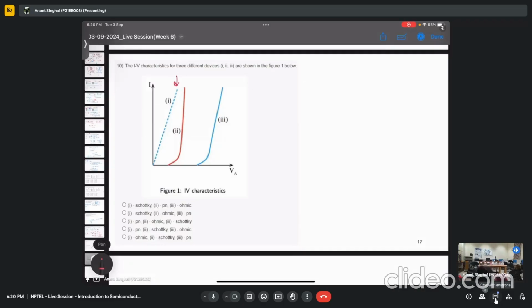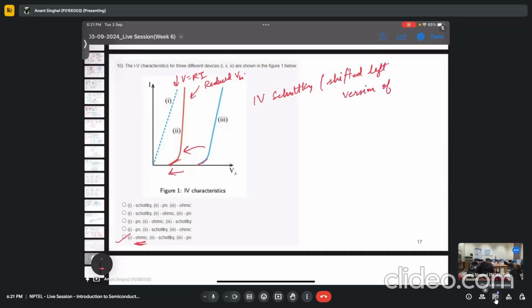So this is the ohmic contact. We know that this is V equals Ri, the linear relation, which is already given in this option. So by that only you can say that option E is correct. But for Schottky, we'll have a reduced pinch voltage, that is VBI, because of the higher doping. And for the PN junction, it will look like this. So basically, the IV for the Schottky diode is a shifted-left version of the PN diode. So option E will be correct.